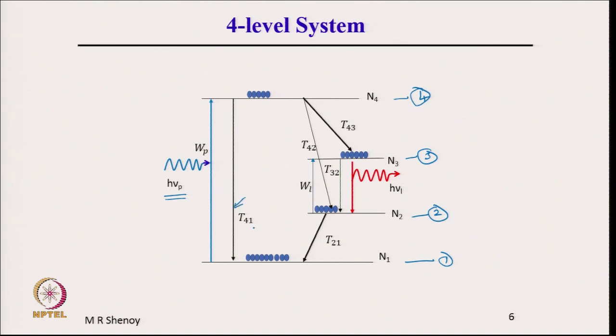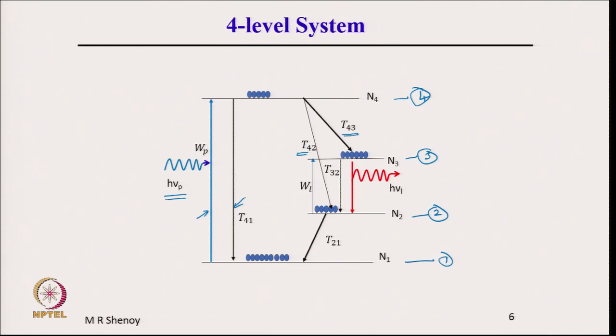This transition rate we call T41, that is level 4 to level 1. This is excitation, upward excitation, and T41 is de-excitation from the 4th level to the ground state. Atoms could also come down to the 3rd level, which is represented by T43. T43 is the rate at which it would come down, and T42 is the rate at which atoms would come down from level 4 to level 2.